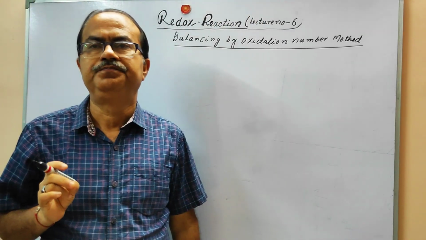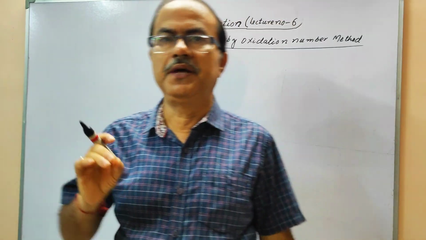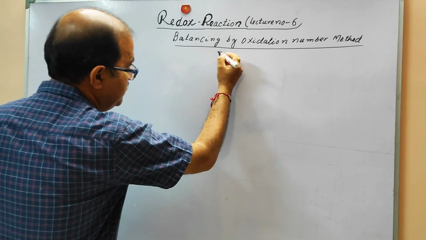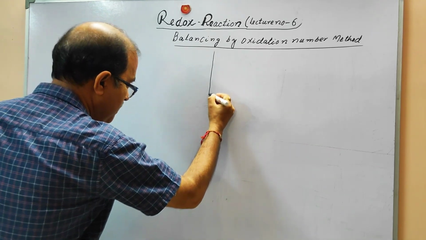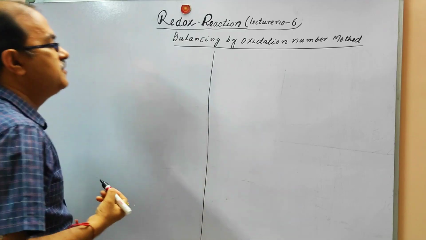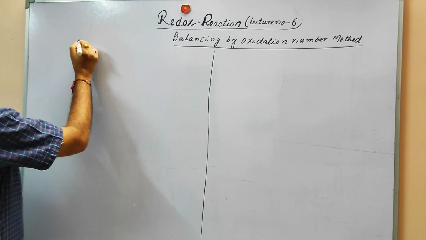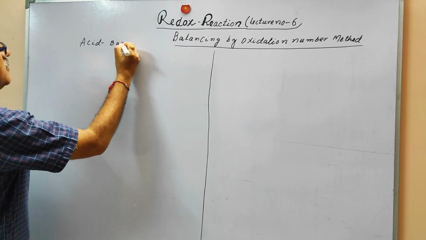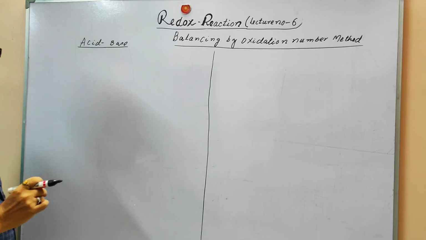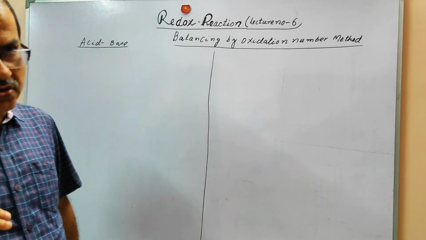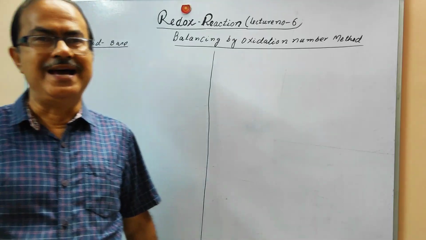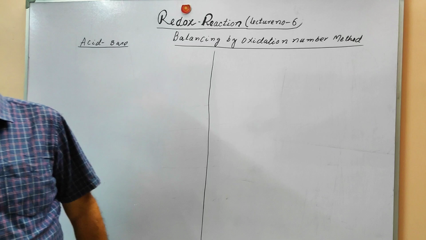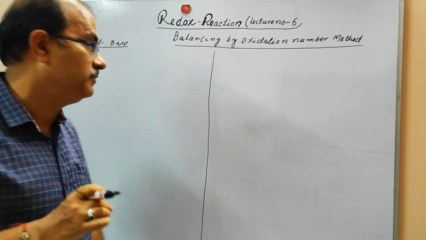Now we have to consider the reaction for the acid medium and also the basic medium. So half of this board we will use for the acid medium and half for the basic medium. Here we will consider a reaction in acid medium: the potassium dichromate acid solution reacts with the sodium sulfite to produce the chromium ion and the sulfate ion.